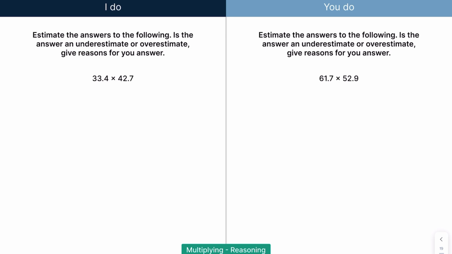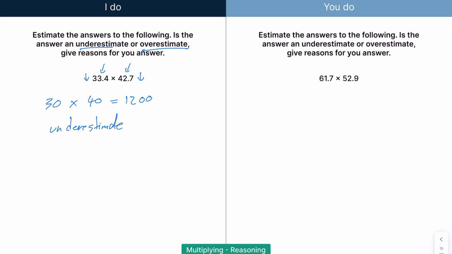So if I first estimate the answer, so round this to one significant figure, that's going to round down to 30. And this to one significant figure rounds down to 40. So the answer here becomes 4 times 2, which is 12. And add the 2 zeros on. So that's my answer. Now it's asking me, is it an under or overestimate? Because we rounded both the values down, it is an underestimate, okay?